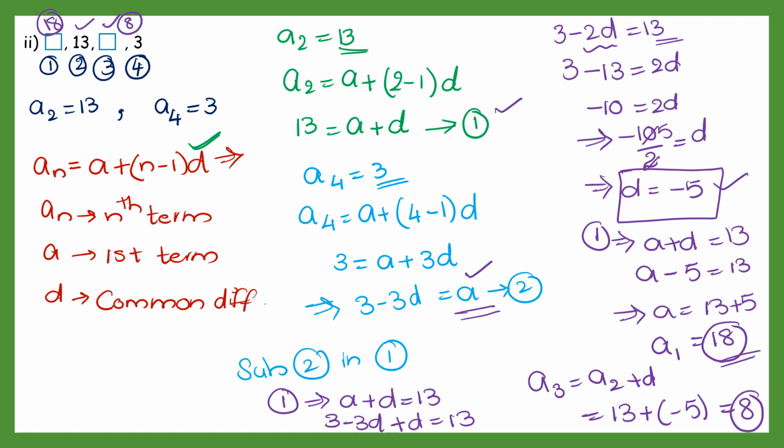In this way we can find using only one formula. We used only one formula here. An is equal to A plus n minus 1 into D. If we know this formula, we can solve the problem.